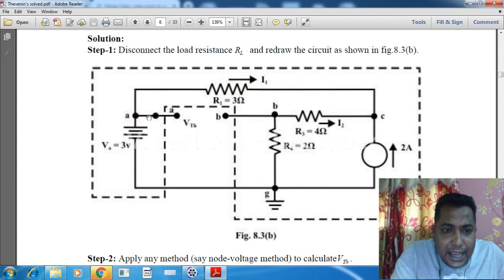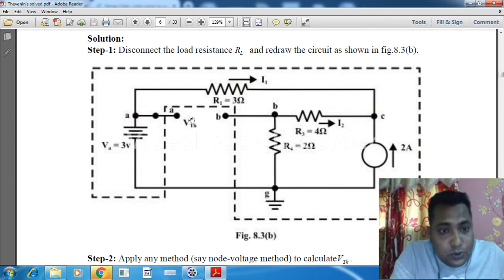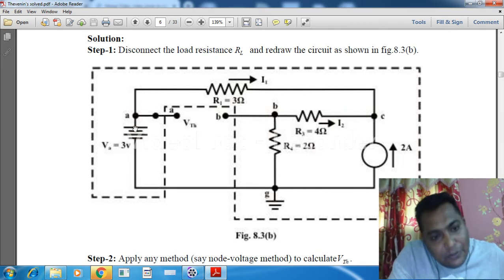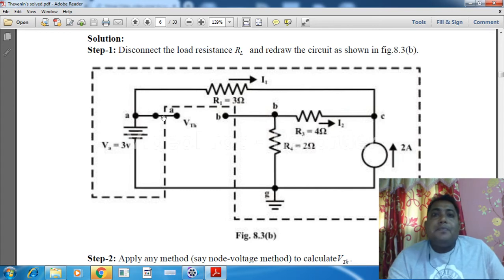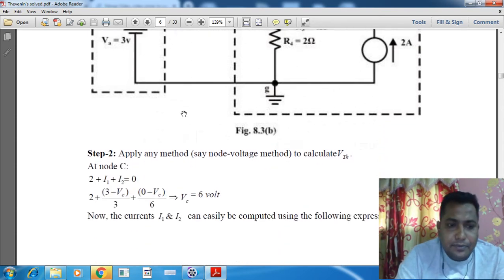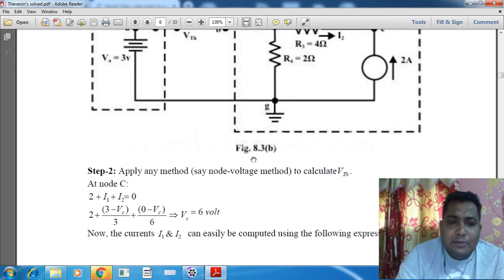And see, this A terminal is directly connected to a voltage source. So at node A, we have a voltage of 3 volts. Whatever voltage source is directly connected to this node, that voltage is appearing over here. So we can simply apply a KCL over here. Applying any method, we can find it out.